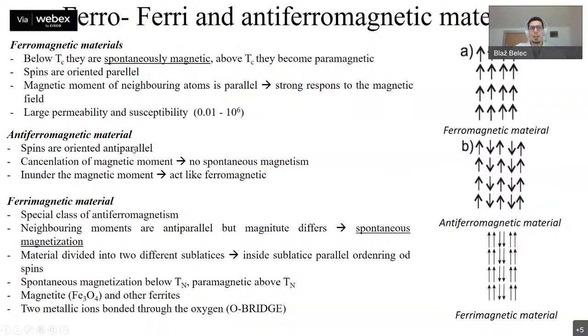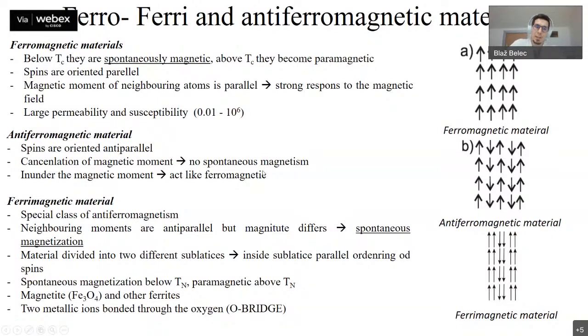Opposite to this, we have antiferromagnetic materials, where the spins of neighboring atoms are oriented antiparallel. They cancel, the magnetic moment is zero, so we get cancellation, and such materials don't exhibit spontaneous magnetism. Under an external magnetic field, they act like ferromagnetic materials, so all the spins are oriented into the direction of the magnetic field, and we get such an image.